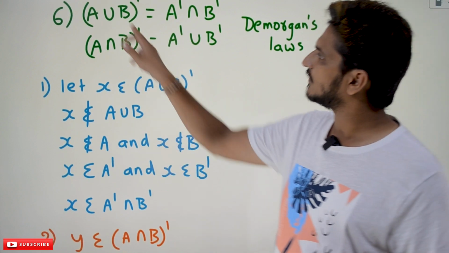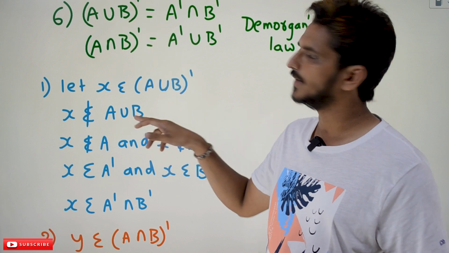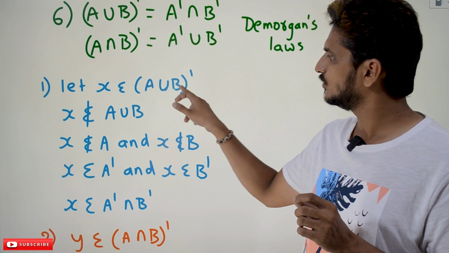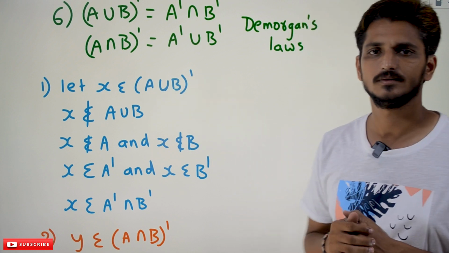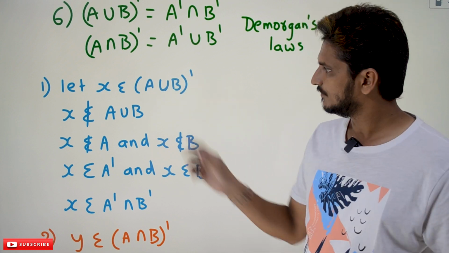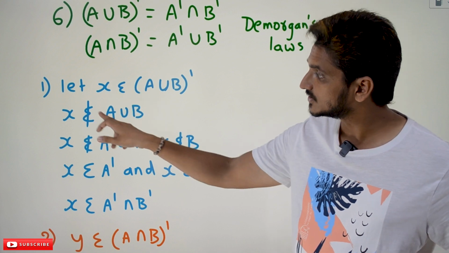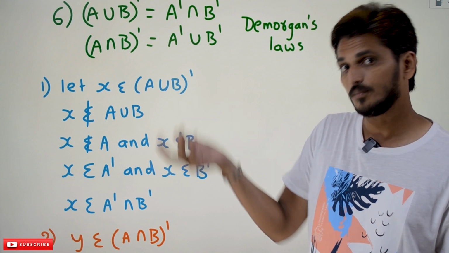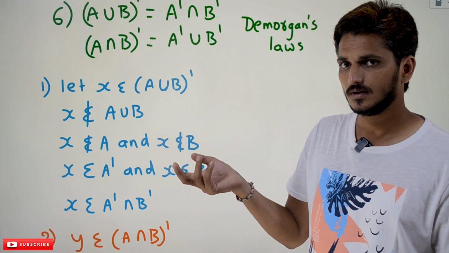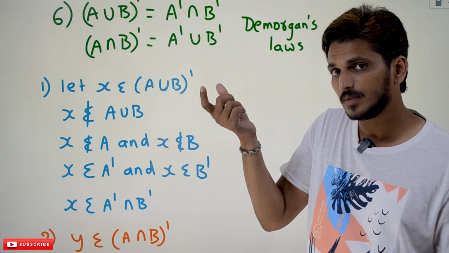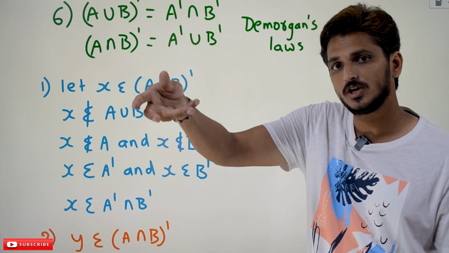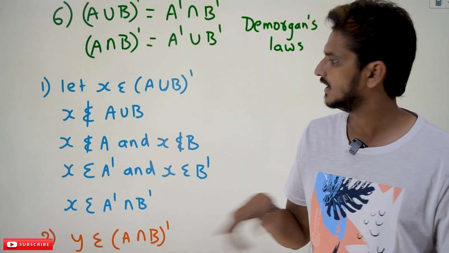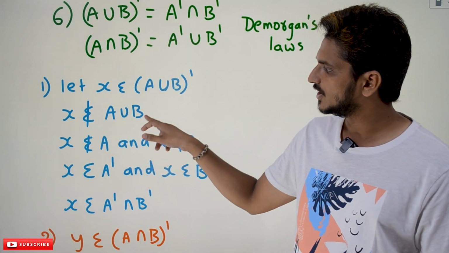Let's take the first one, A union B whole complement. Let X be an element that belongs to A union B whole complement. The meaning of this is X does not belong to A union B. That is what complement says. A union B whole complement means the elements that do not belong to A union B. So X does not belong to A union B.